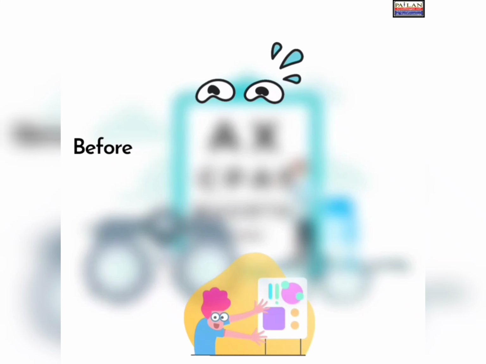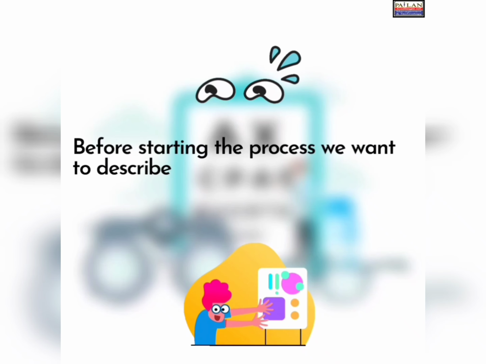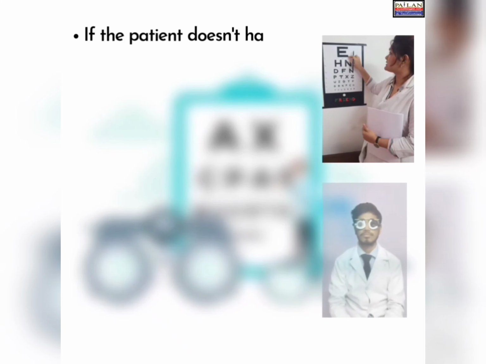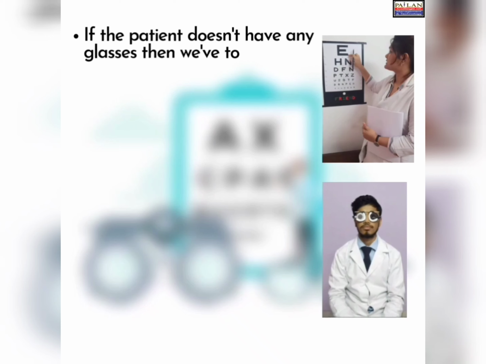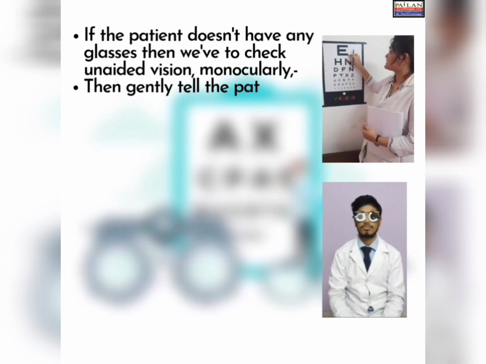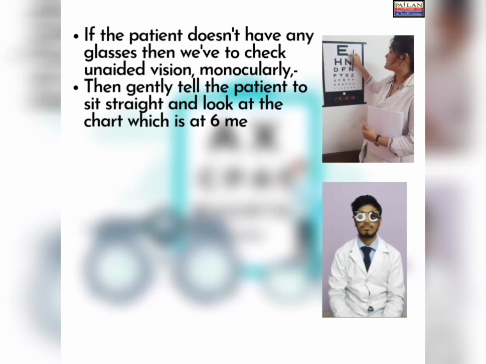He will become my patient, and she will become my optometrist. Before starting the process, we want to describe the process briefly. If the patient does not have any glasses, then we have to check unaided vision monocularly. Then gently tell the patient to sit straight and look at the chart, which is at 6 meters distance.